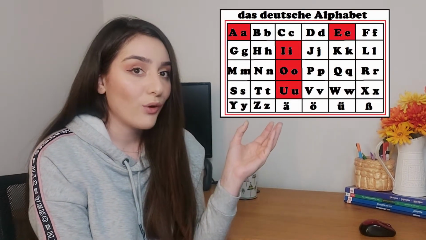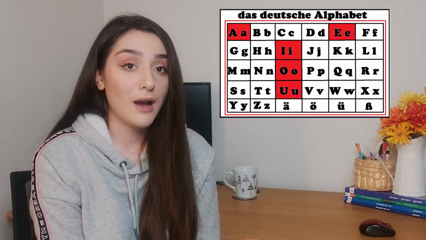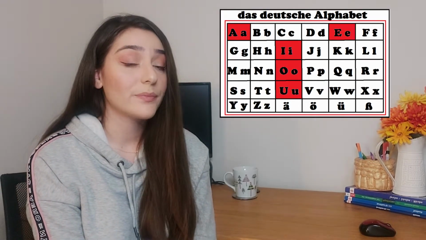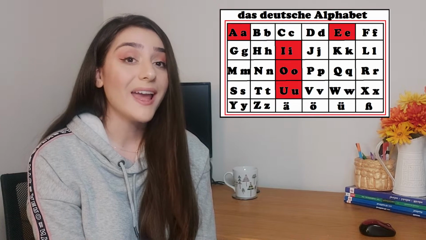As we talked before, there are 5 vowels in German. There is A, E, I, O, and U. But as we said before, today is not the day about vowels. Today is the day about consonants. So if you need to take a look at the German vowels, just click over here and you can go to the specific video about German vowels.